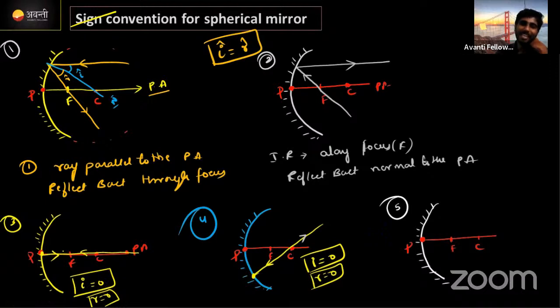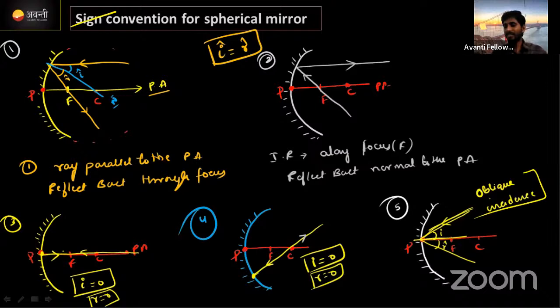Oblique incidence means it makes some angle. If any ray is incident at the point pole, it makes an angle i with respect to the normal. Where is the normal? The normal is along the principal axis. Whatever angle it makes, the same angle will be reflected in the downward direction. This is called oblique incidence.